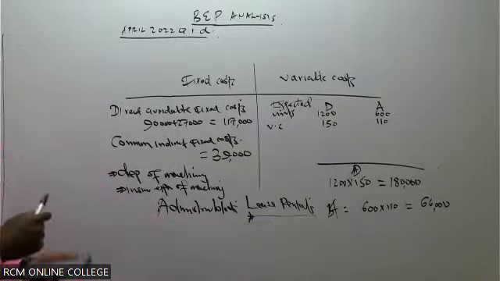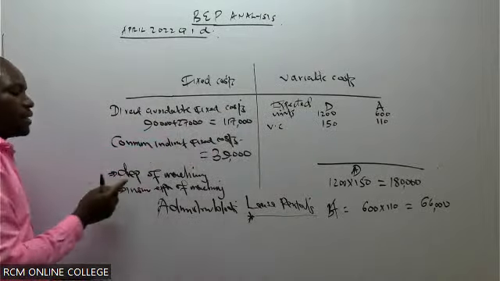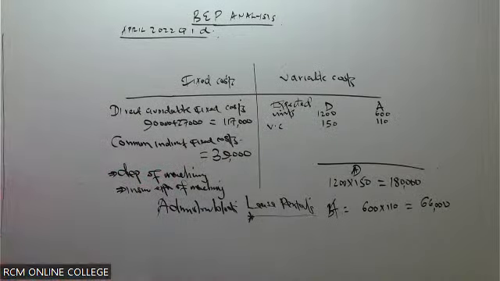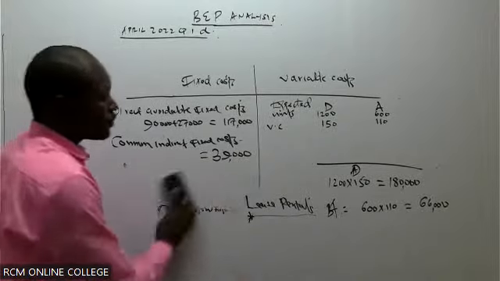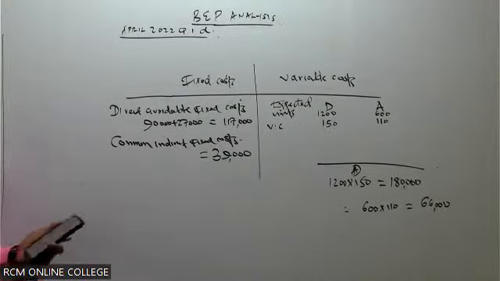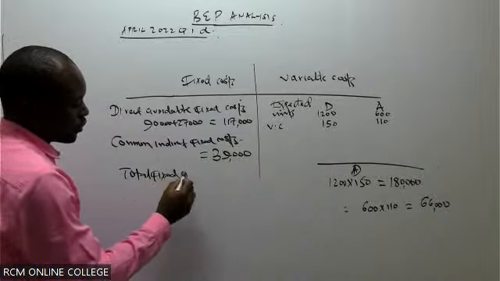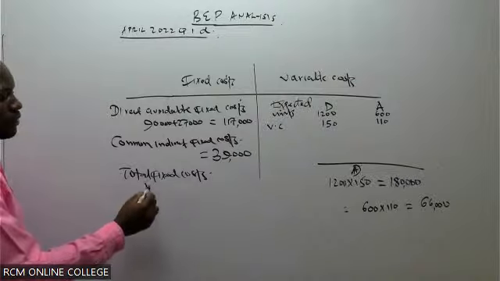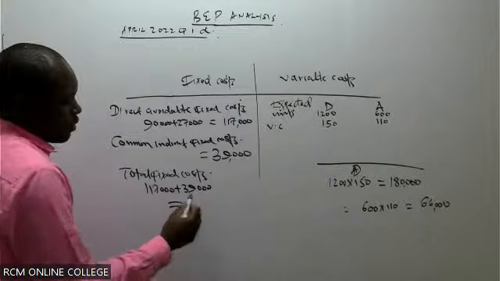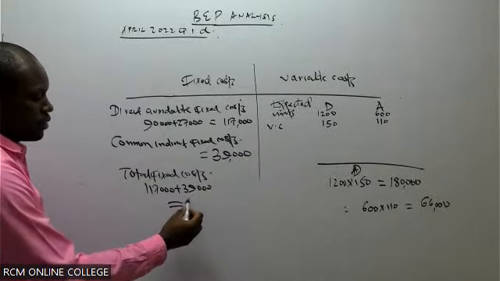But at the end of the day, it is forming part of the fixed cost that the company is actually paying for. And therefore, how do we now get the total fixed cost? It is the direct avoidable fixed cost plus the common indirect fixed cost. So if you add all that, what will we have as our total fixed cost? Total fixed cost will be equivalent to 117,000 plus 39,000. What are you getting? 156,000.